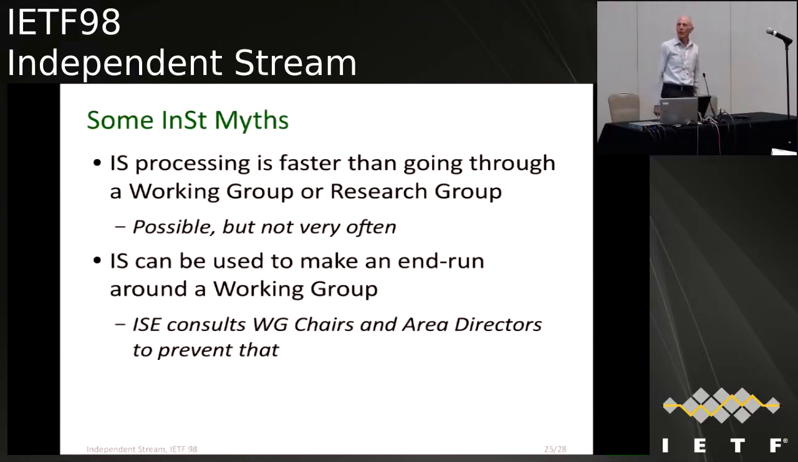Now, I couldn't resist a slide about myths of the independent stream. Don't get the idea that taking a document through the independent stream will be faster than getting it through a working group. Of course, those of you who are actively involved with working groups know that even from the time you finally manage to get it on the list of working group documents, it can still be a couple of years by the time it gets through. And maybe the independent stream can do better than that. Well, 10 weeks was the optimistic best case. So it is possible, but it doesn't happen like that very often.